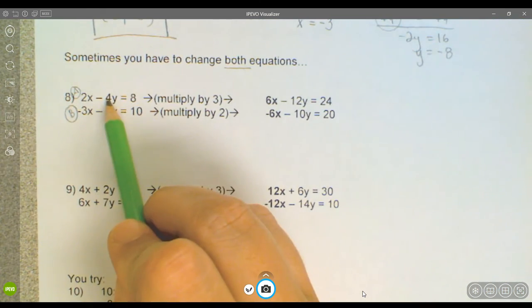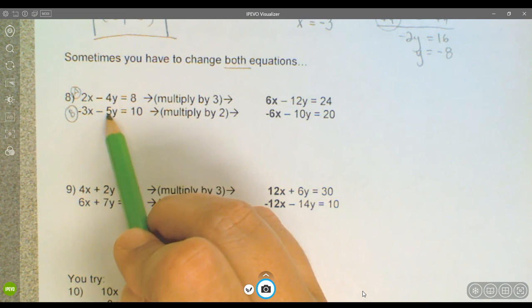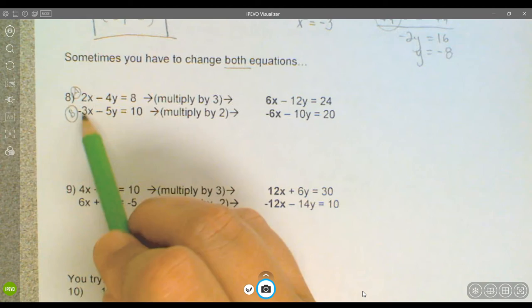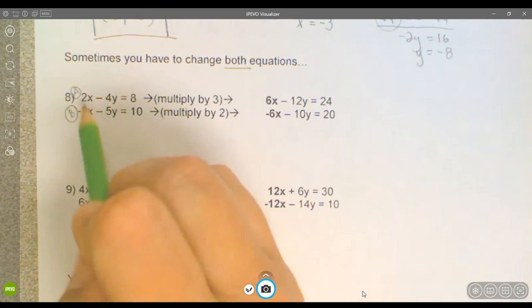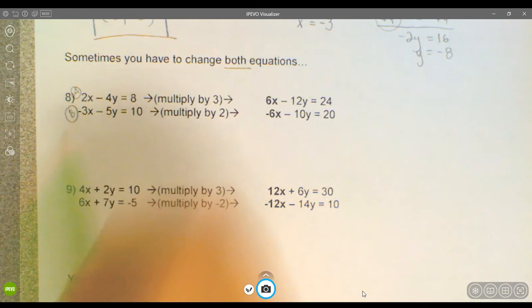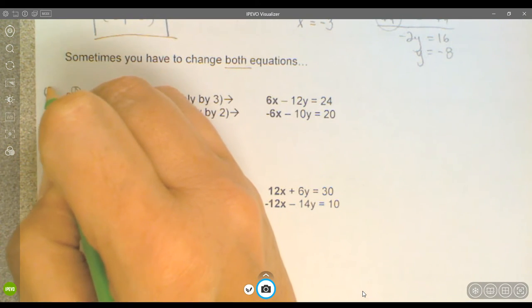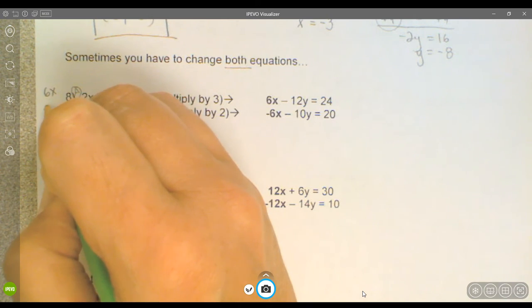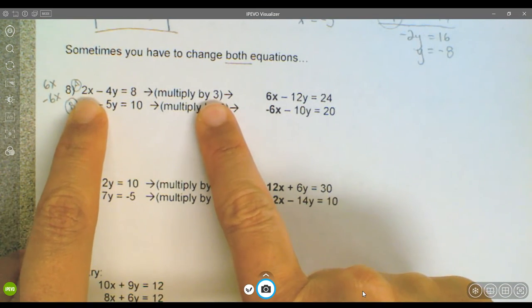I mean, I could say, let's turn this into negative 20y and let's turn this into positive 20y, but I like smaller numbers because there's less room for error. And these are already opposites, so I don't have to worry about multiplying a negative and forgetting an opposite somewhere or bringing in an opposite that doesn't belong. So I think my magic number here is 6x versus negative 6x. So the top equation will get multiplied by 3.